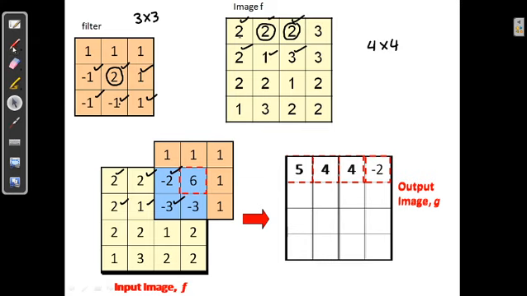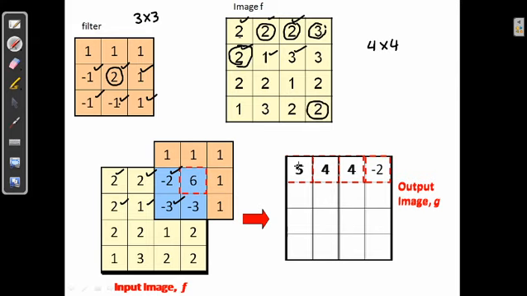So when you go on processing in the same manner, you will be getting 5, 4, 4, minus 2. So what you are trying to do is move the filter over the image by 1 pixel. When you land up here, the next location would be this location. Then the next location would be this location. You will keep doing this process until you reach the end of the image.